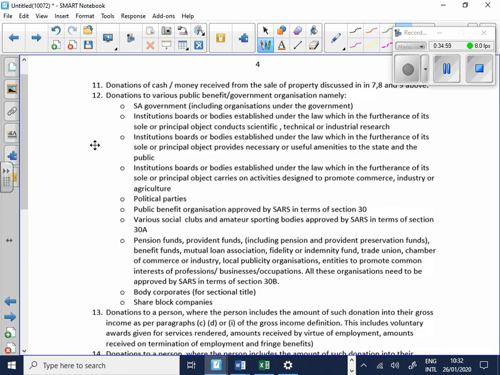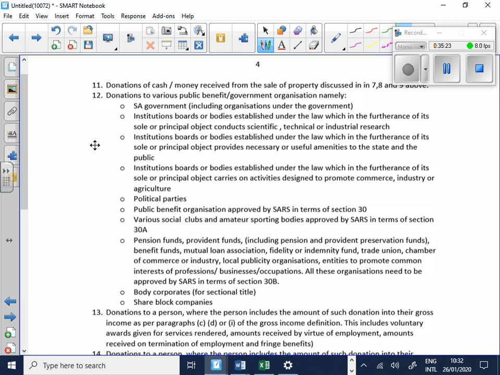Then, guys, donations to various public benefit organizations. So, guys, traditionally in the exam, UNISA is a public benefit organization because it's a public university. Political parties are public benefit. Okay? The government is public benefit. So there's a list there. You guys can have a look at it. Okay? Not churches, eh? Not any religious organization.